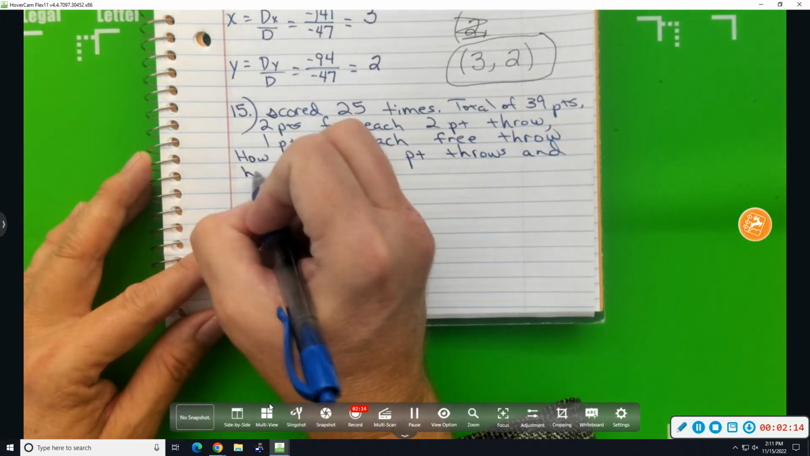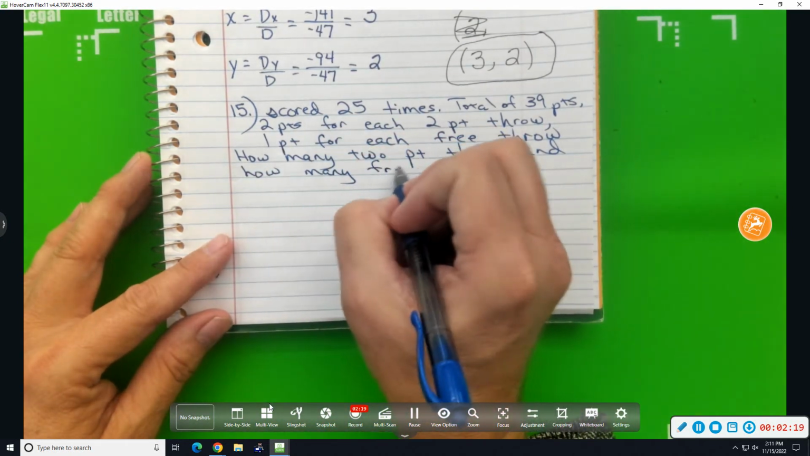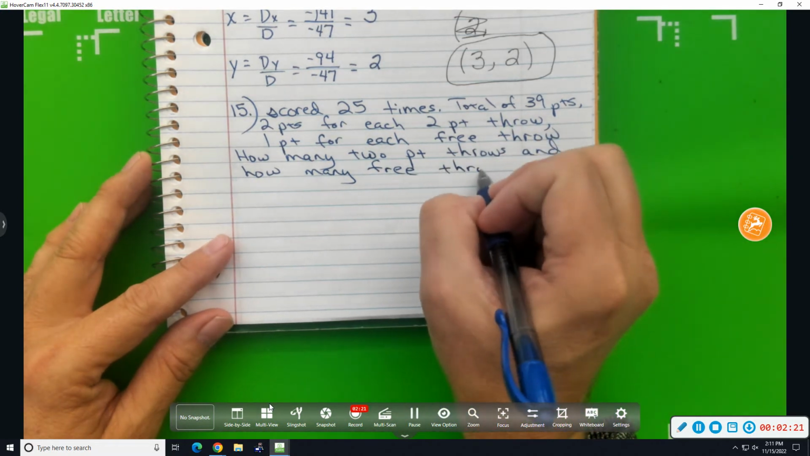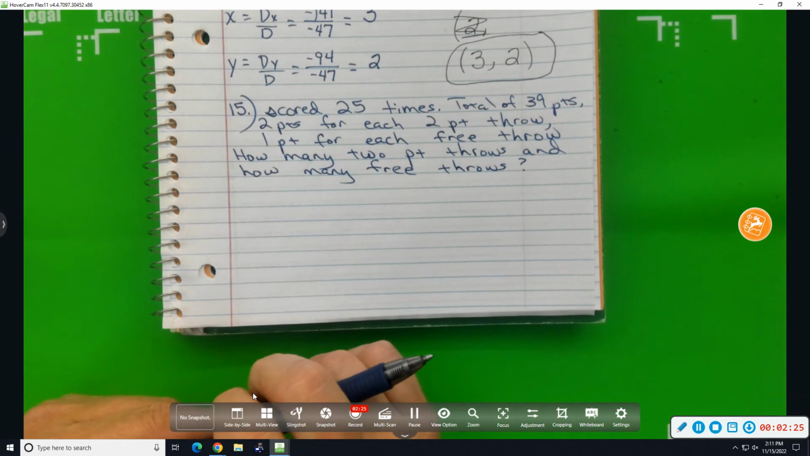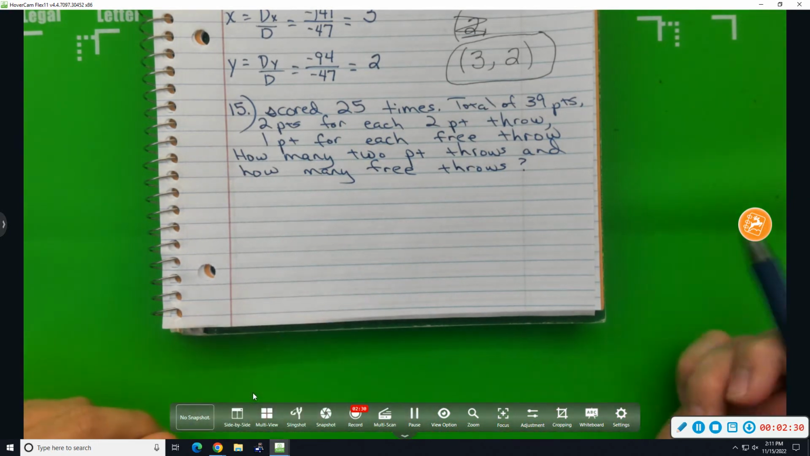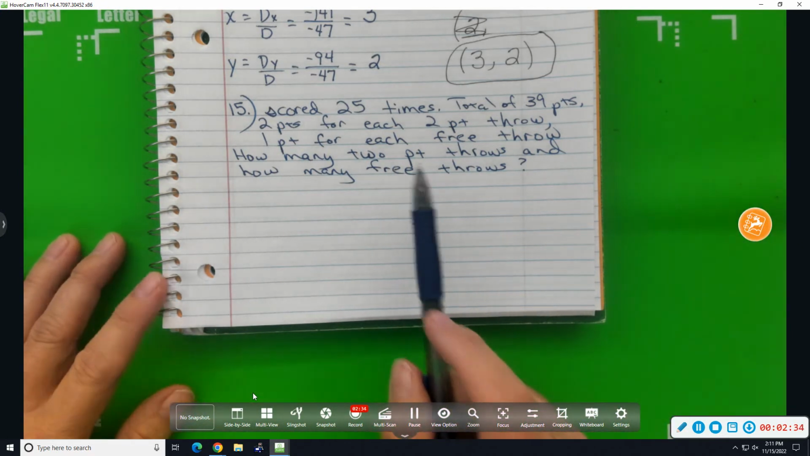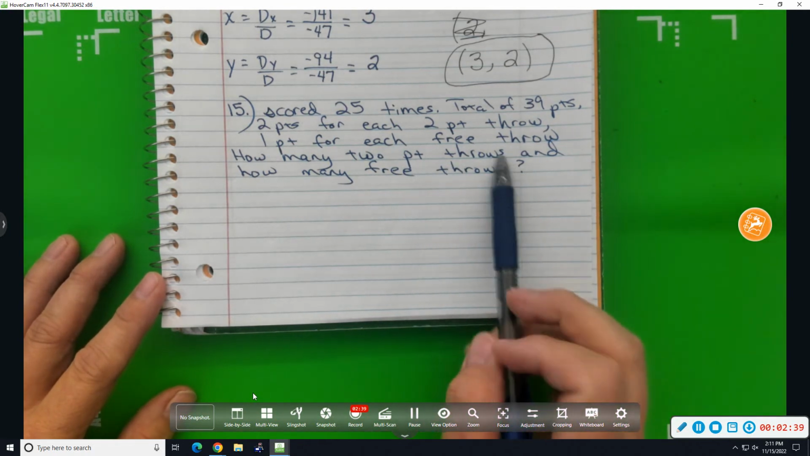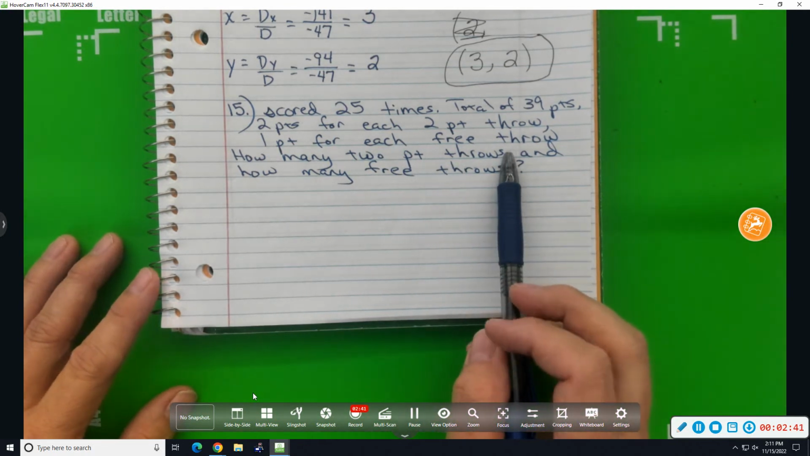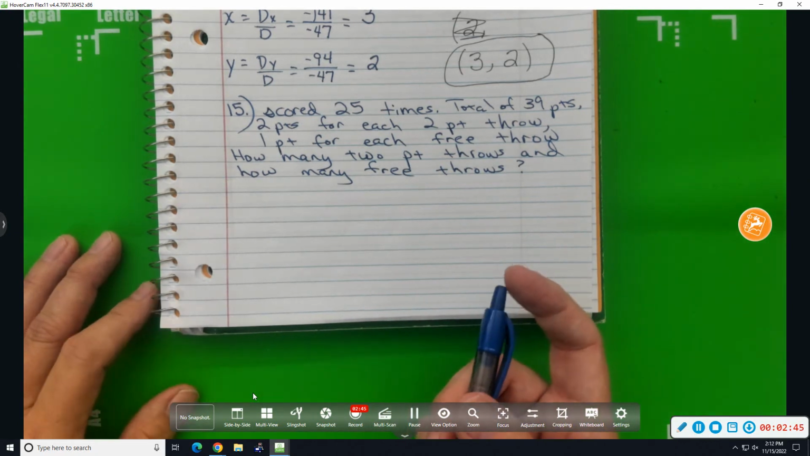And how many free throws? Well, I think there are 2 unknowns here. There are 2 things we don't know. It's the things they're asking us. The question helps you decide what the unknowns are. How many 2-point throws did this basketball player make? How many free throws did she make? Those are my 2 unknowns.